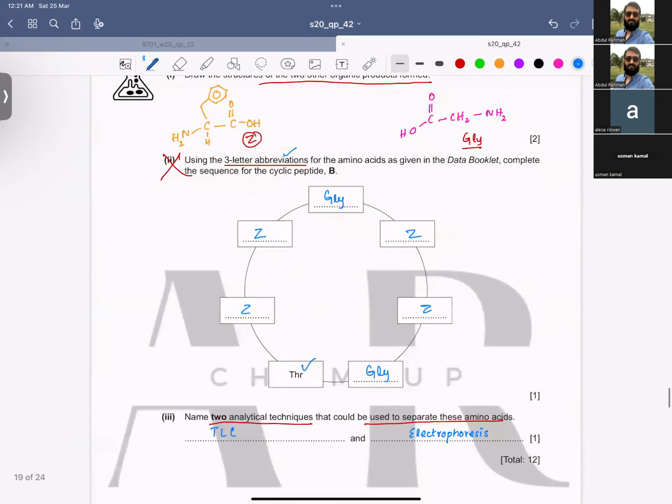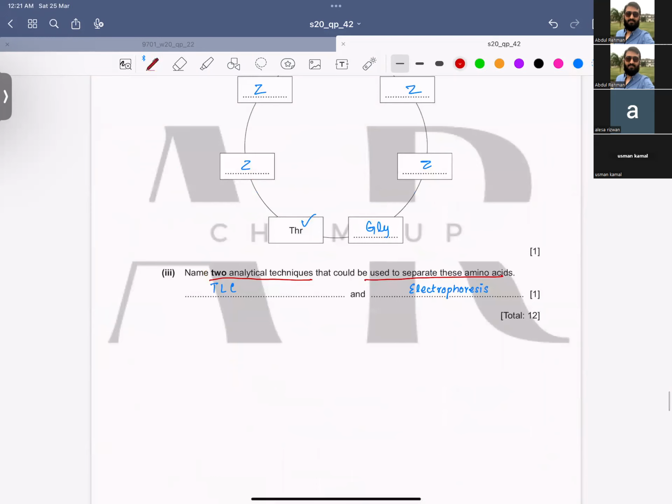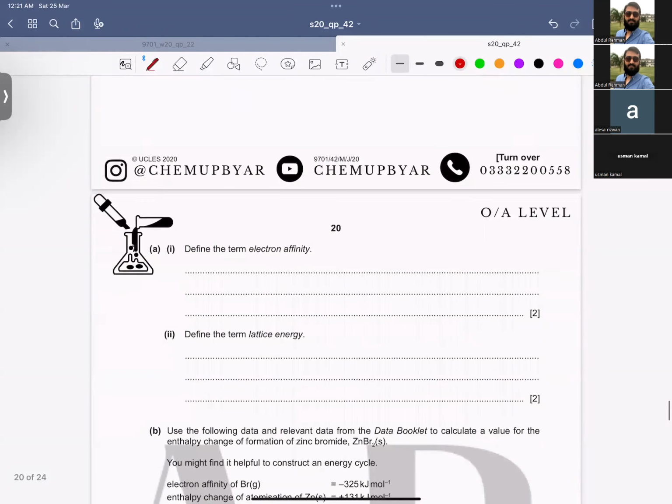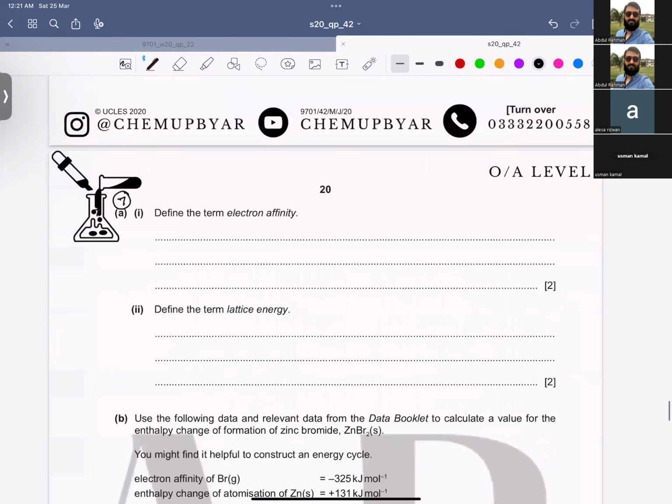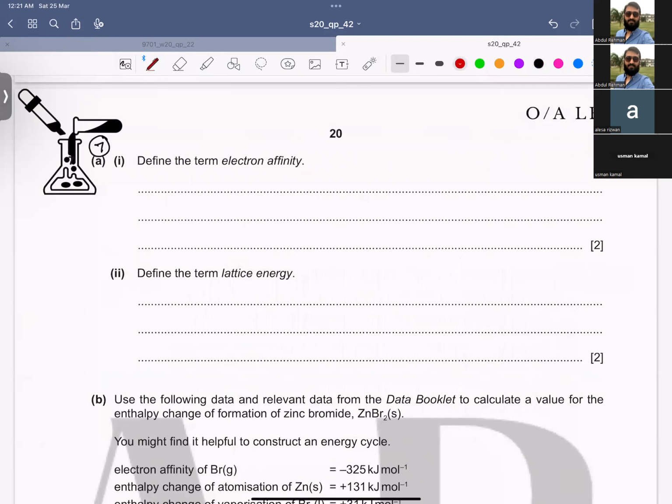ओके तो लास्ट क्लास में हमने क्वेश्चन नंबर 6 एंड किया था. Now we are moving towards question number 7. A1 में they are asking you to define the term electron affinity. Definitions आपको याद करनी है, ठीक है.